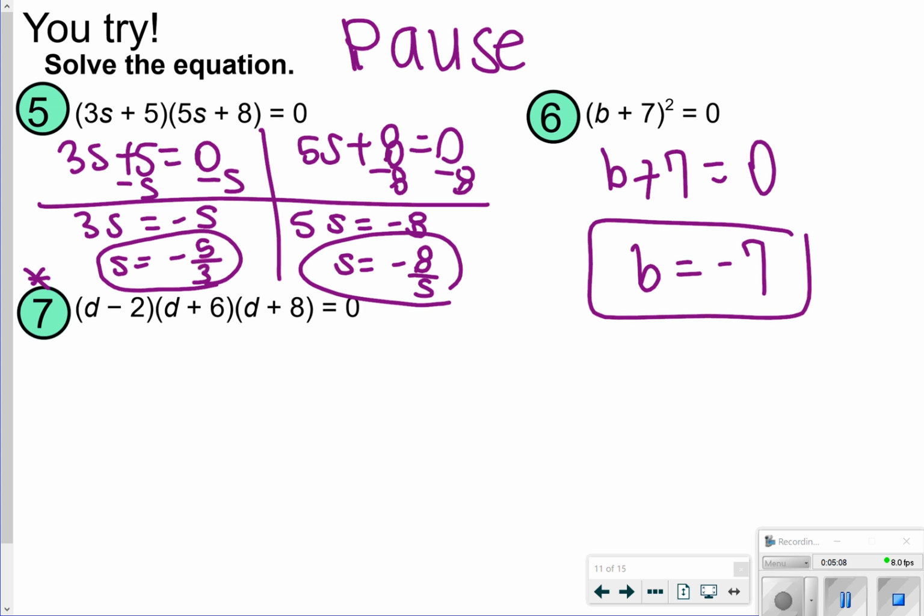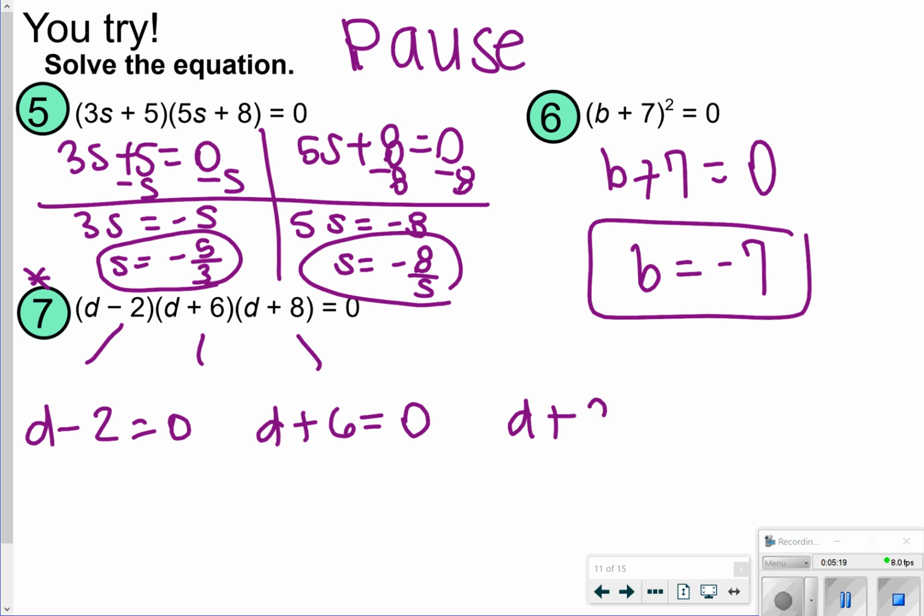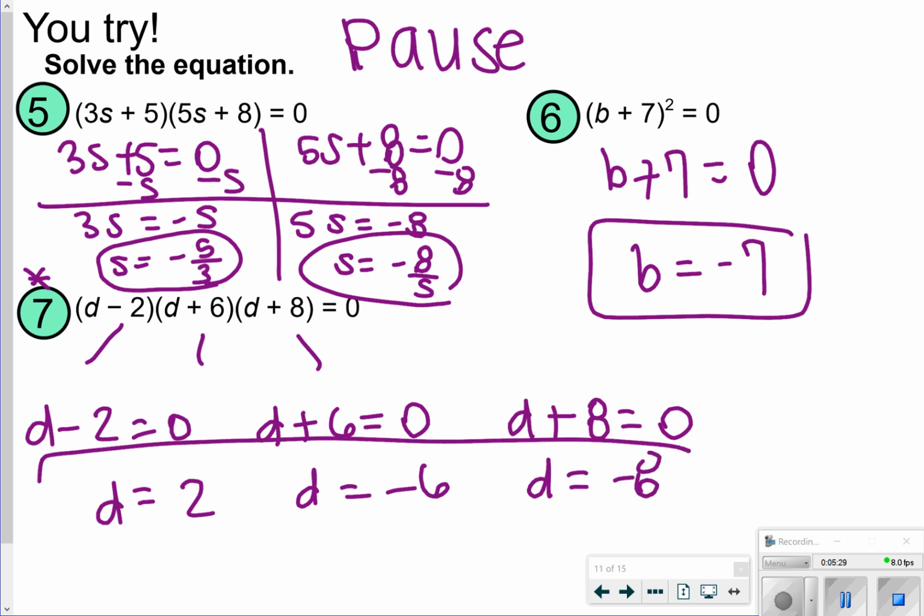And then for number 7, all of these would be separately written to be equal to 0. So that means you have 3 possible answers. d is equal to 2, or d is equal to -6, or d is equal to -8. So 3 possible answers for number 7.